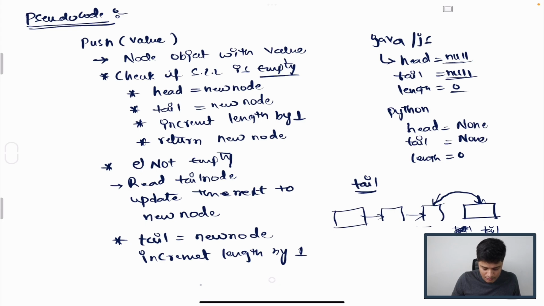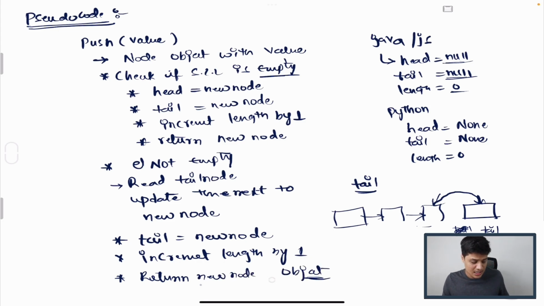In the end, we will simply return the new node object. Okay, so this is the pseudocode for implementing the push functionality on a singly linked list. So remember that there will be two cases. One will be empty singly linked list and the other will be non-empty singly linked list. That is how we perform the push functionality, and let's go ahead and try to implement it programmatically as well.